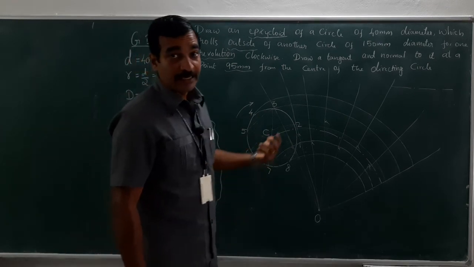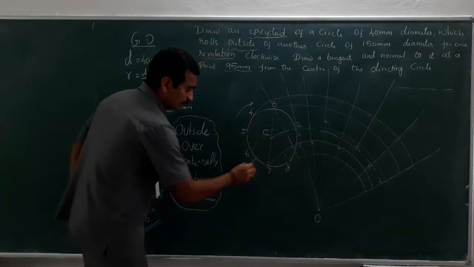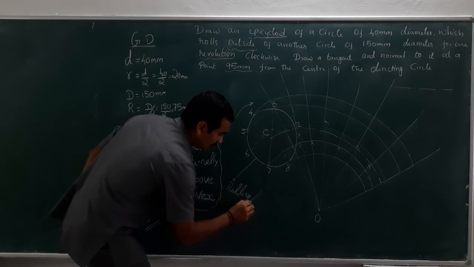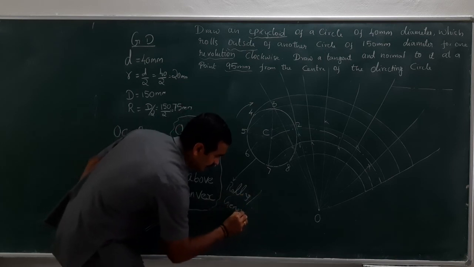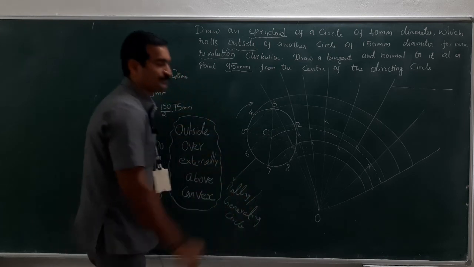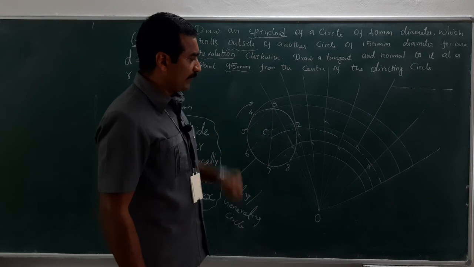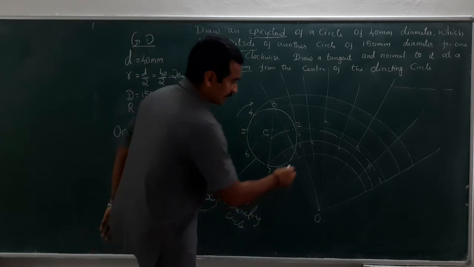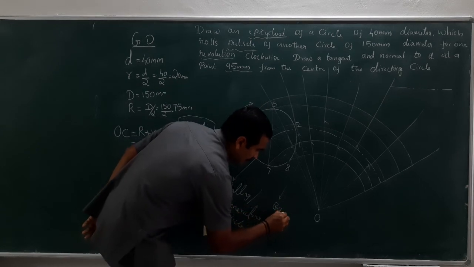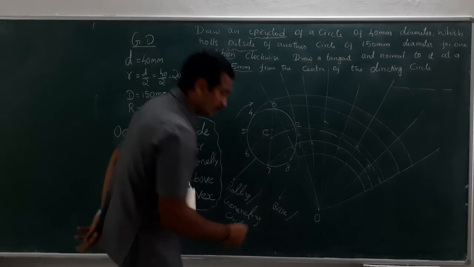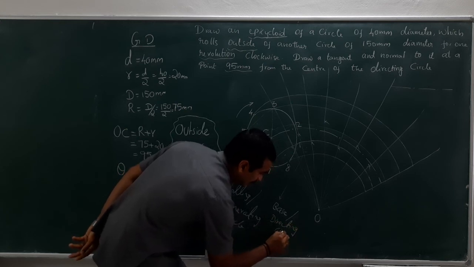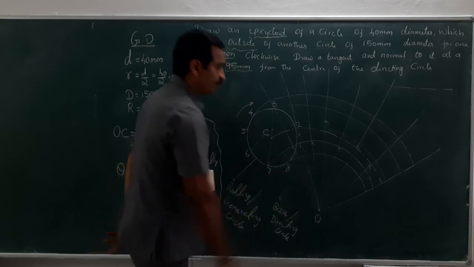Now, where is the directing circle? This is nothing but the rolling circle or generating circle, isn't it? Fine. Where is the base circle? Yeah, here it is, the base circle. This is the base circle or directing circle, isn't it? Base circle or directing circle, this one.